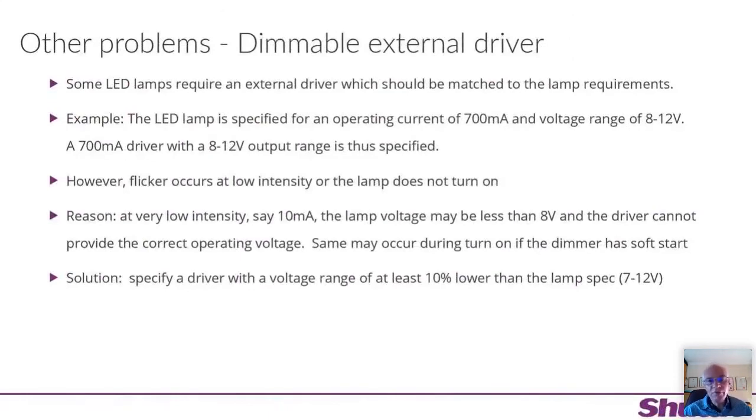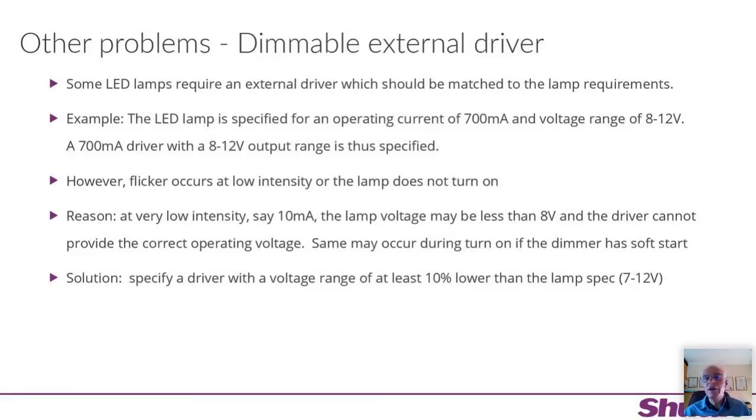Lastly, a special mention here is that if you use an external dimmable driver, for instance with a 700 milliamp lamp rated at, let's say, 8 to 12 volt, then logically you would use a 700 milliamp driver which is rated for 8 to 12 volts as well. And on direct mains, everything works well. However, as soon as you start dimming it down, you get a flicker or it doesn't turn on properly.